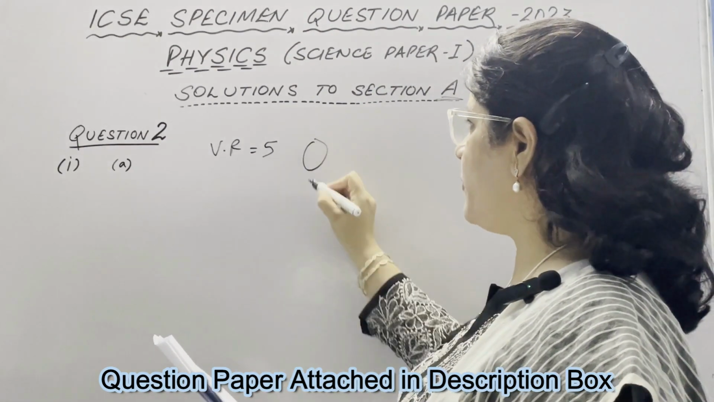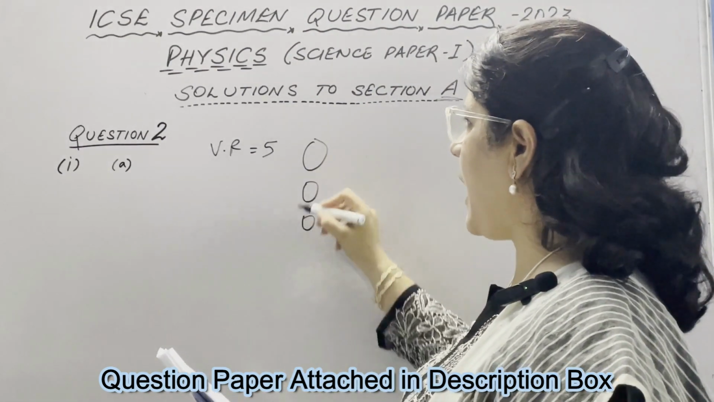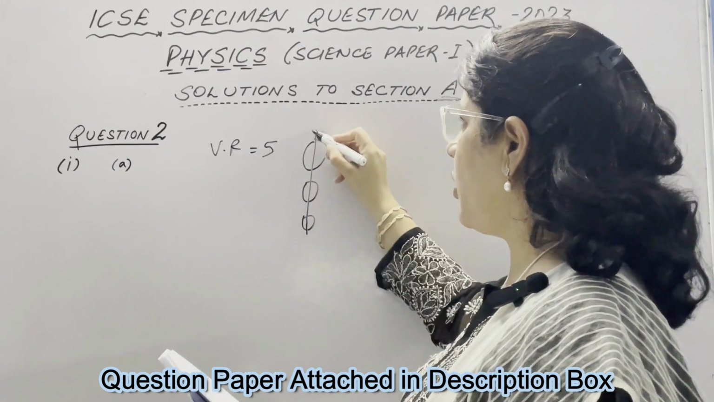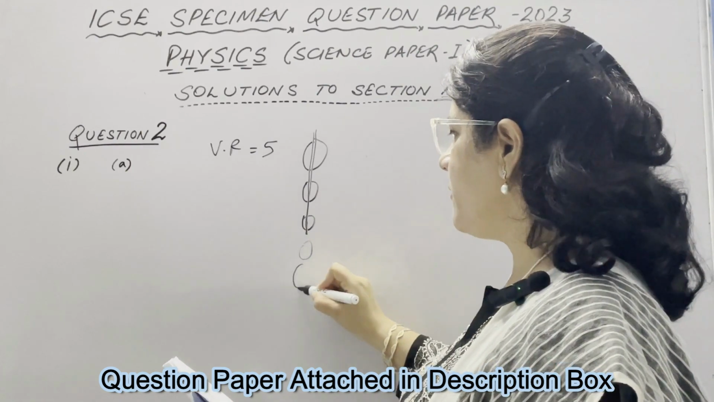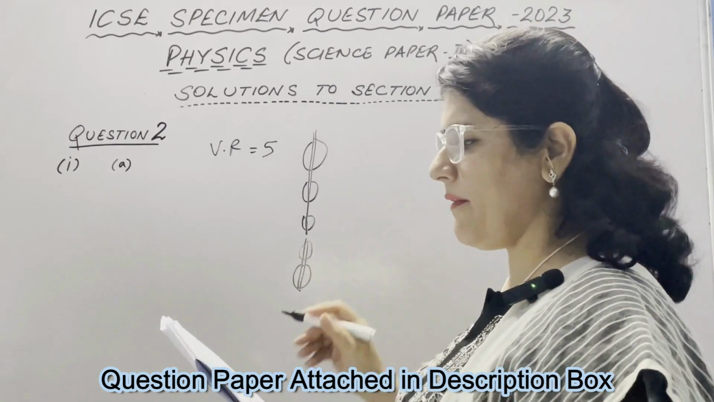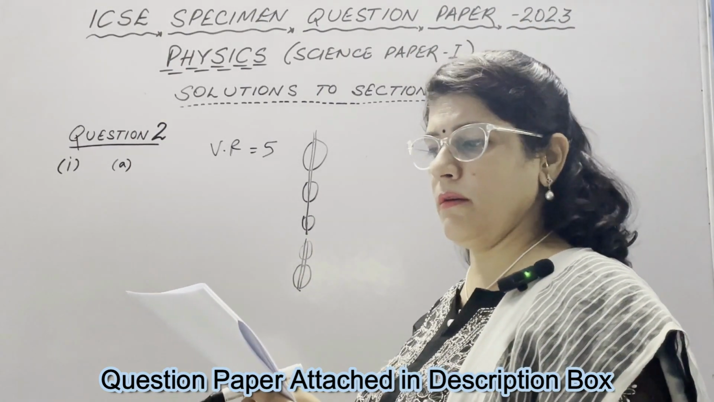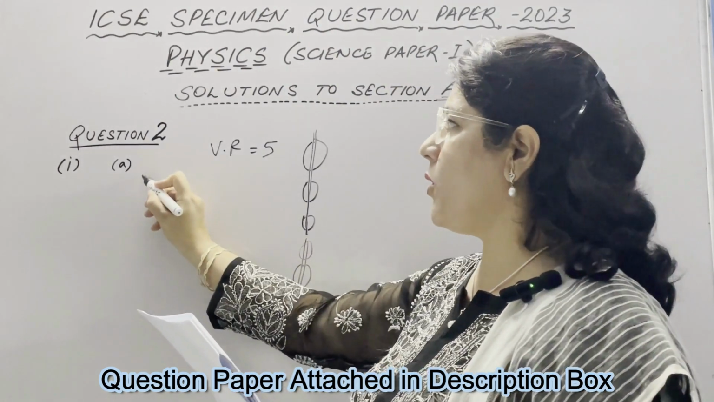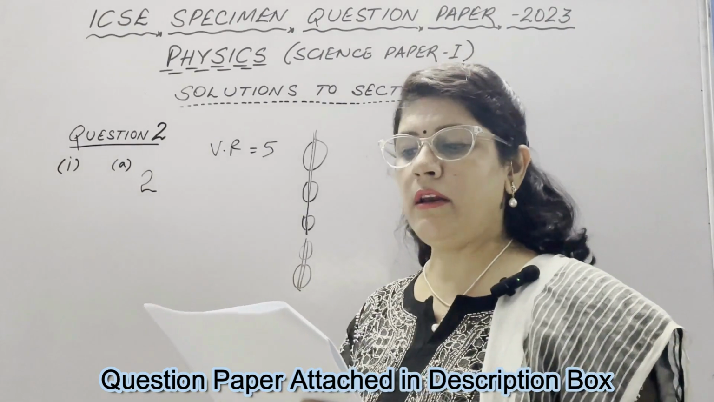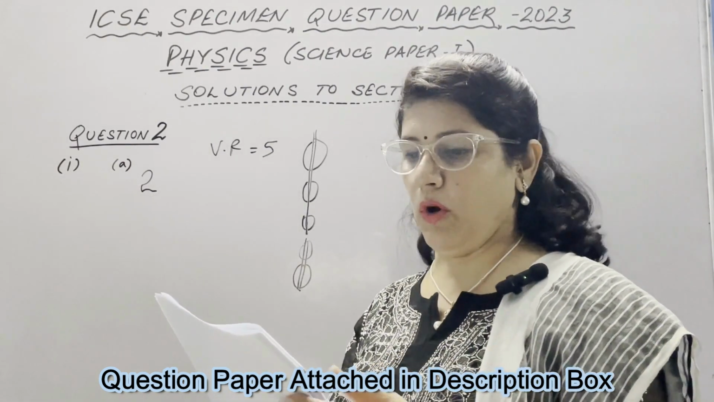If they have 5 number of pulleys, then it means in the upper block, which is fixed block, we have 3 pulleys, and in lower block, we have 2 pulleys. And they have asked us how many pulleys are there in movable block. So it means 2 number of pulleys are there in movable block, which is the lower block.